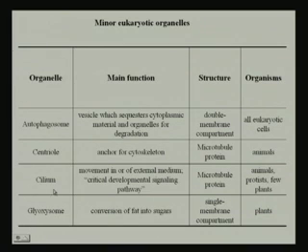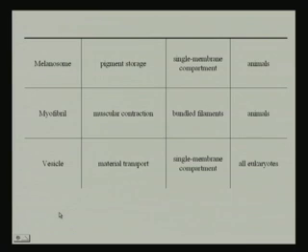Glyoxysome is another important organelle which converts fat into sugar. It is a single membrane compartment and is mainly present in the plant system. Melanosome is another organelle, a single membrane compartment, and it is a pigment storage organelle which is mainly present in the animal system. Microfibril is a bundle of filaments which helps in muscular contraction and is present in the animal cell.